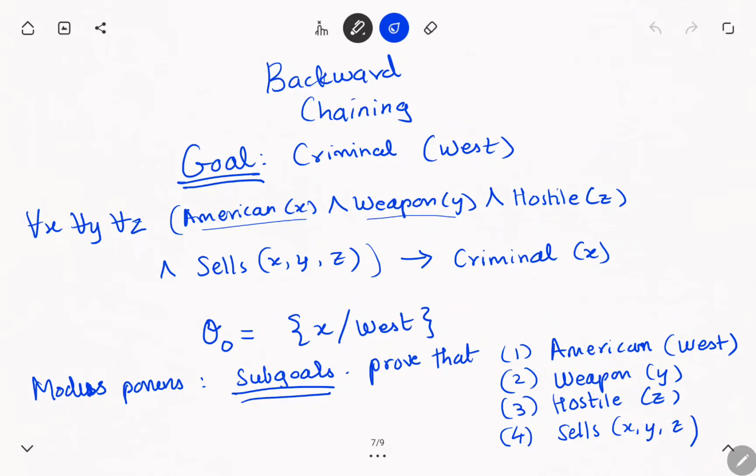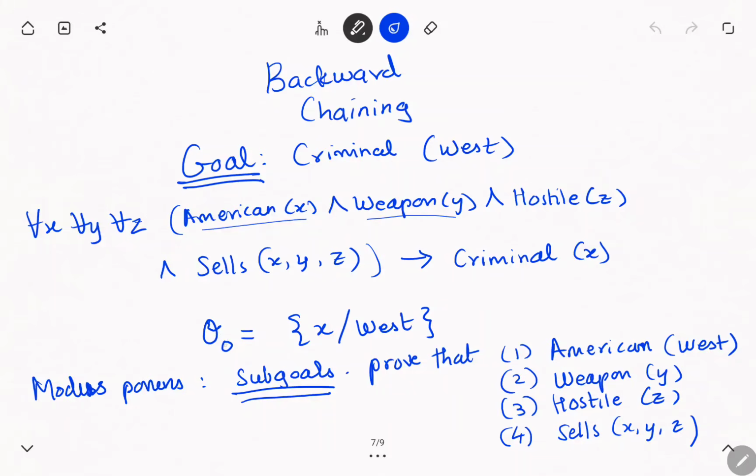Now in case of backward chaining, we start with the goal itself. So the goal is to prove that Criminal(West). Now find out the rules which have the criminal predicate as their right hand side. That is the only rule: for all x, for all y, for all z, American(x) and Weapon(y) and Hostile(z) and Sells(x, y, z) implies Criminal(x). That's the only rule which has Criminal(x) as its right hand side, or the conclusion part.